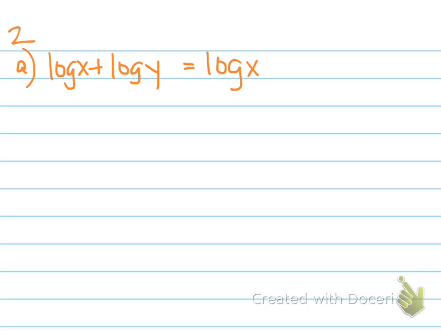Okay, moving on to number 2. Rewriting each in another form. So for A, so this is 2A, you have log of x plus log of y. Using our product property, this is the log of x times y.